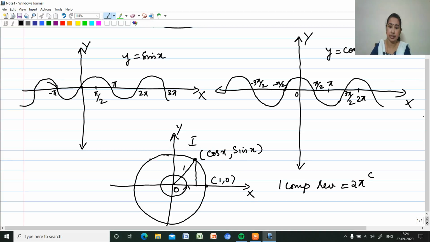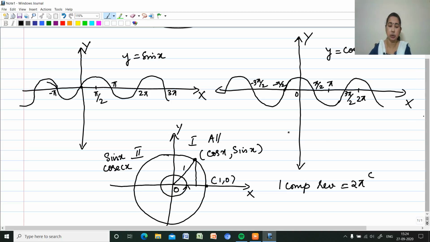Whereas in the second quadrant, only sine will be positive. Sin x will be positive, and its reciprocal cosec also will be positive in this quadrant. Here in the first quadrant all are positive: sine, cos, and tan definitely. Whereas in the second quadrant, only sine and its reciprocal cosec x will be positive.